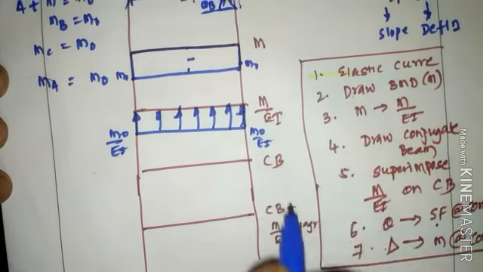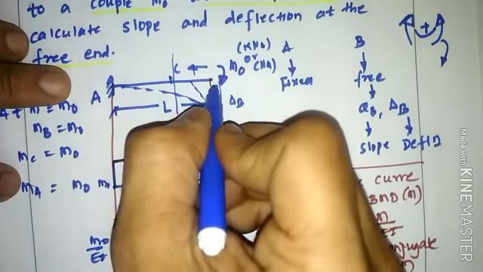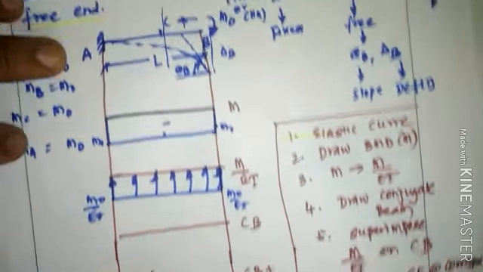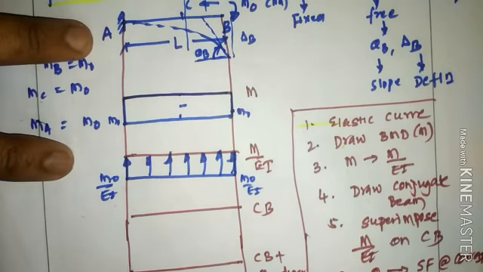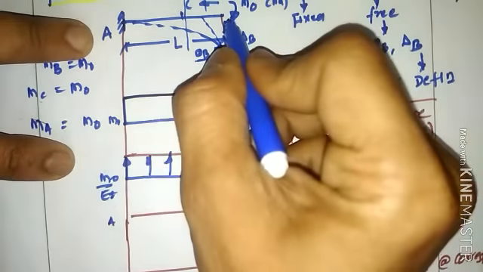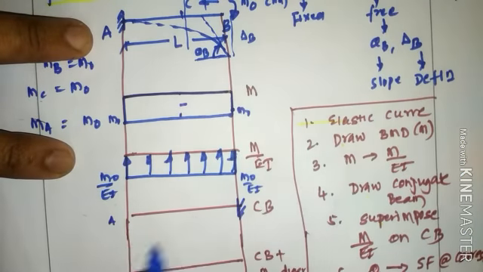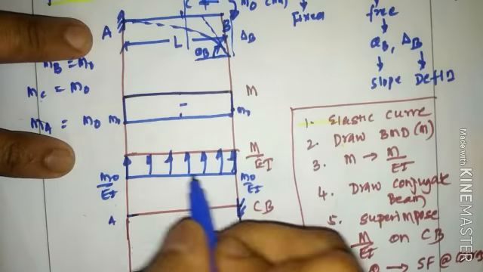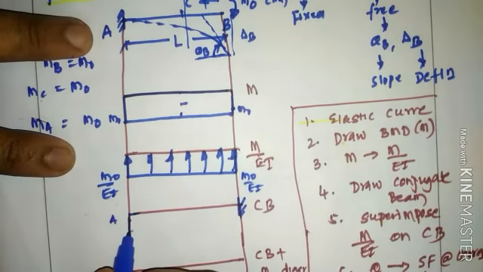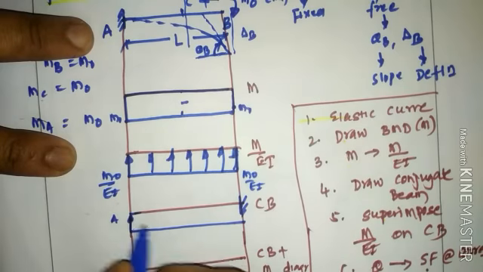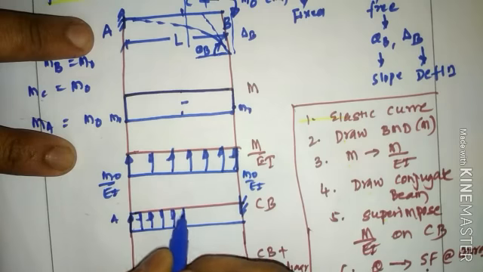Next is to consider the conjugate beam. If we recall, A is fixed, B is free, and in the conjugate beam, A with the fixed end will become free, and B, which is free, will become fixed. And the same we are going to superimpose. Superimpose means as the load, the M by EI diagram, is on the bottom fiber, the same diagram we are going to redraw at the bottom fiber. So this itself will be the loading on the conjugate beam.